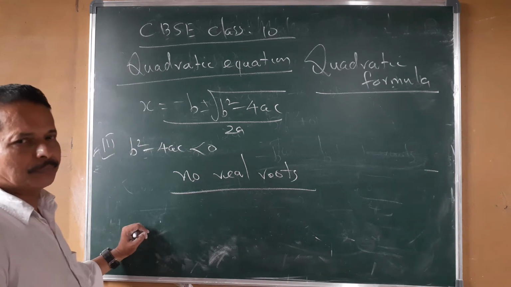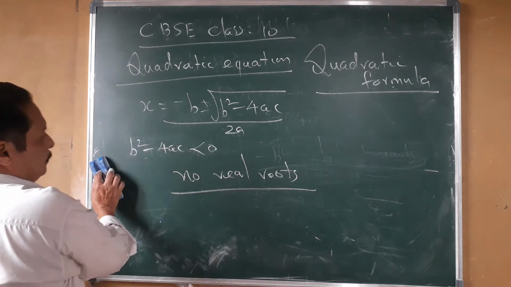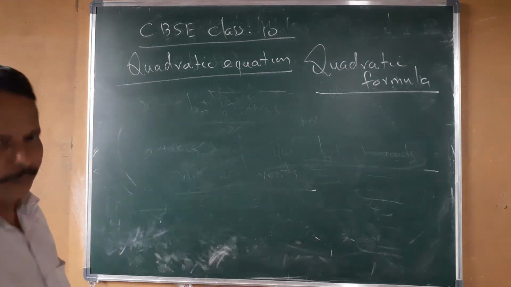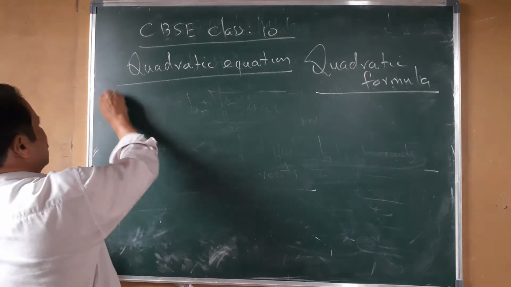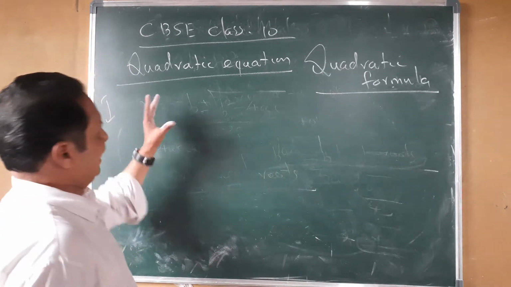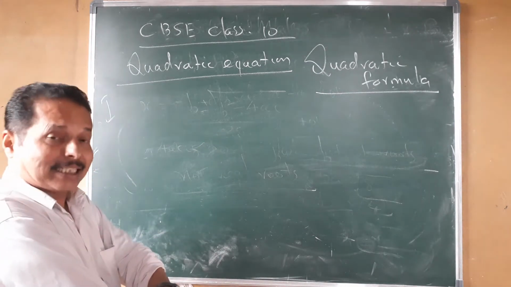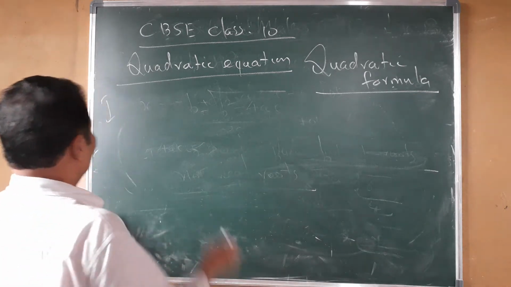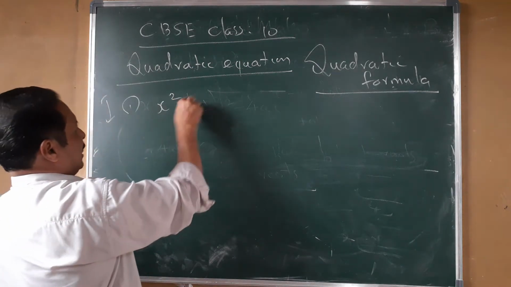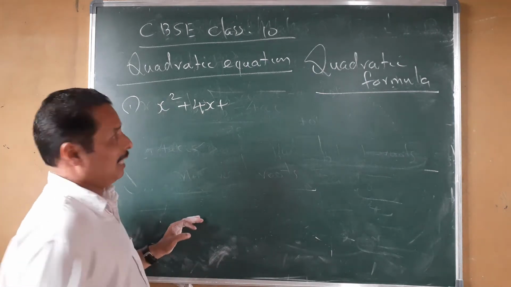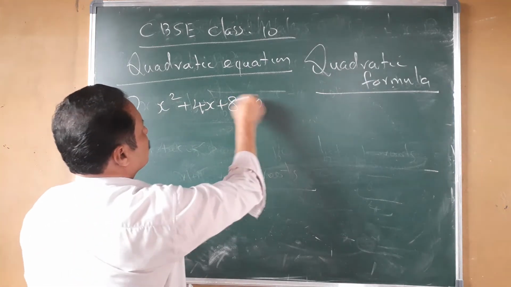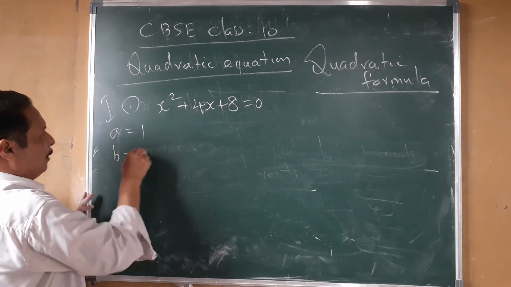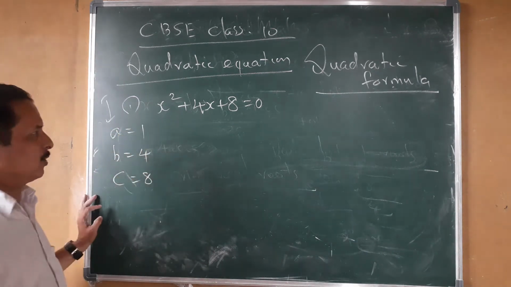Is it all? And look at it. What's the question first? Write the characteristics of the roots. Okay, that's the question. Question number 1. x square plus 4x plus 8 equal to 0. Are you ready? a is equal to 1, b is equal to 4 and c is equal to 8.